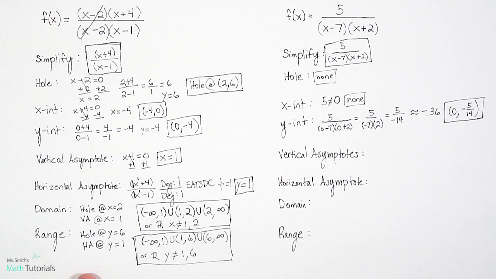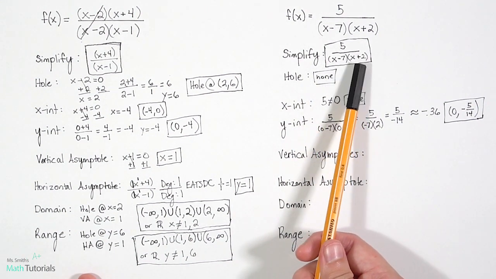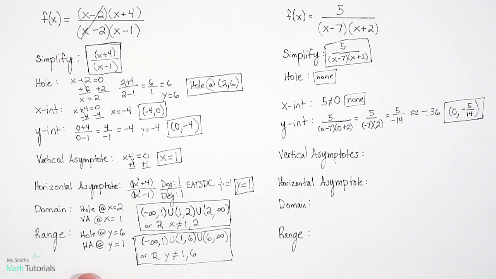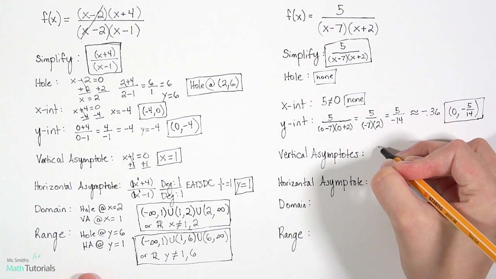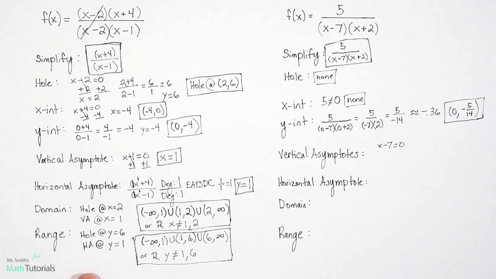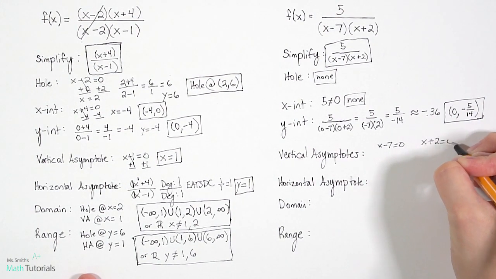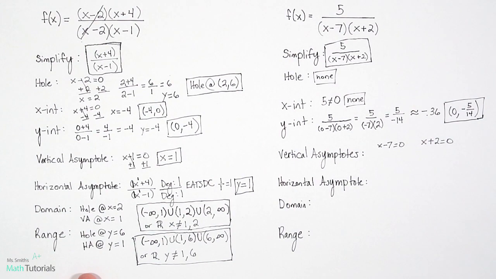To find our vertical asymptotes, we set the remaining factors in the denominator equal to 0, and we solve. So in this case, I actually have 2 factors in the denominator, so that's okay. That just means I'm going to have 2 vertical asymptotes, and that's totally fine. So we would take the first one, x minus 7, and set that factor equal to 0, and then we'd take the second one, x plus 2, and set that factor equal to 0. And then we just solve both.